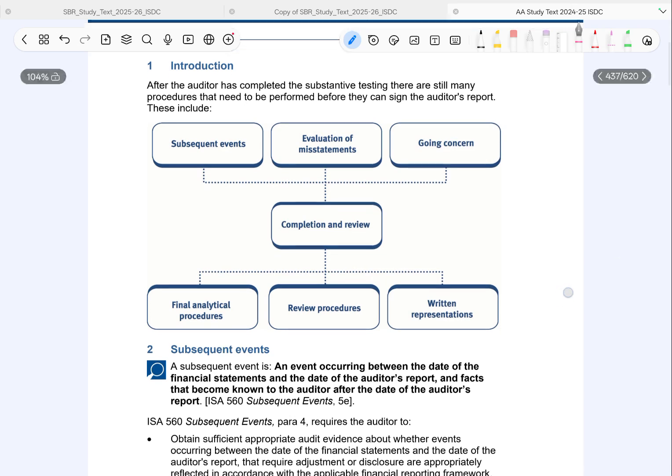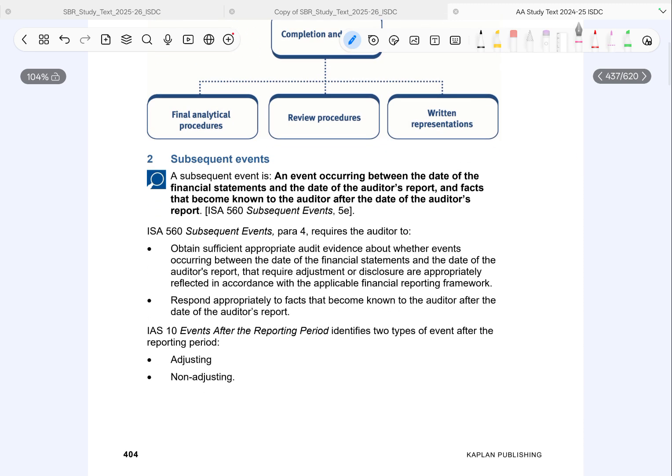So, what exactly are subsequent events? In simple terms, these are events that happen after the reporting date but before the auditor signs the report, or even things we come to know after the report is signed. Now, why do we care? Because some of these events can actually impact the financial statements, and we need to make sure they are properly dealt with. According to ISA 560, the auditor has two main responsibilities here. First, we need to gather enough appropriate evidence to check that all important events are properly adjusted or disclosed in the financial statements. Second, if something comes up after the audit report is signed, we can't just ignore it. We have to respond appropriately.